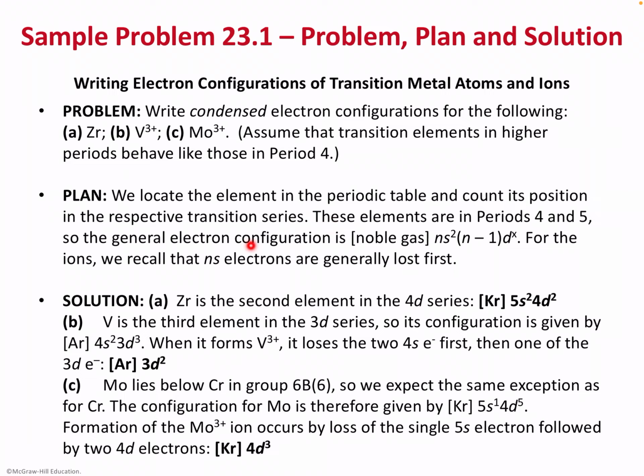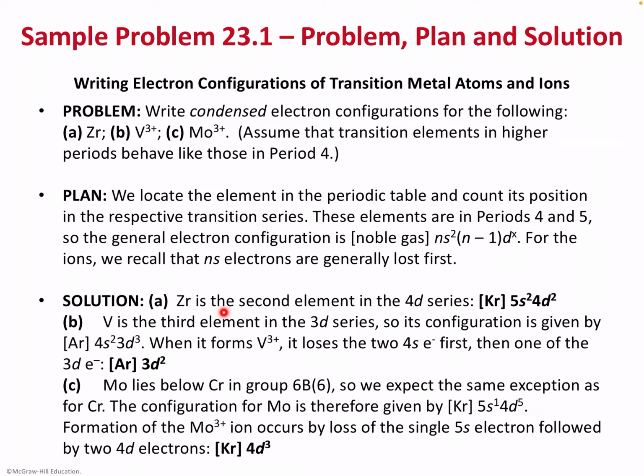So the general electron configuration is the noble gas, since they are d electrons, then Ns2, and (N-1)d electrons. For the ions, we recall that Ns electrons are generally lost first if you are trying to do an ion. But zirconium is not an ion, so we can write it as it is. But when you see vanadium 3+, it means it has lost 3 electrons. So we have to first lose electrons from the s orbital. Okay.